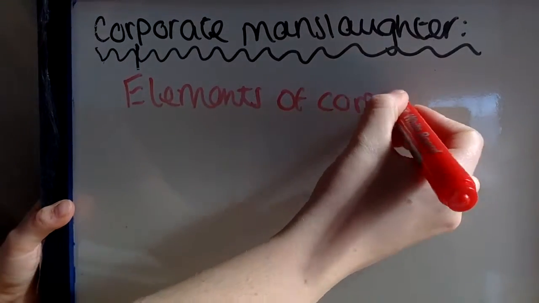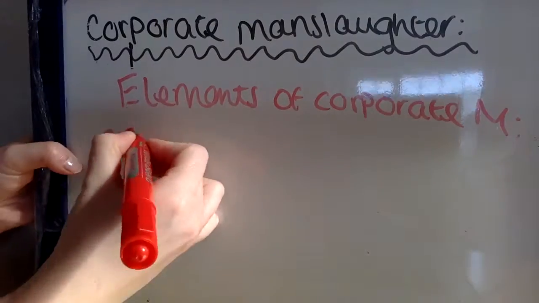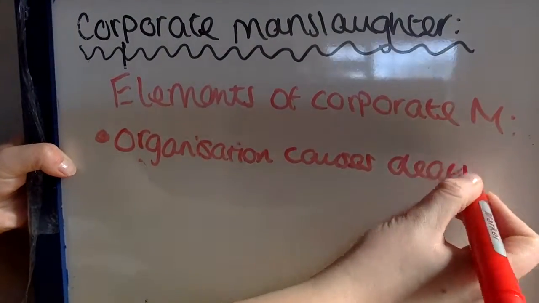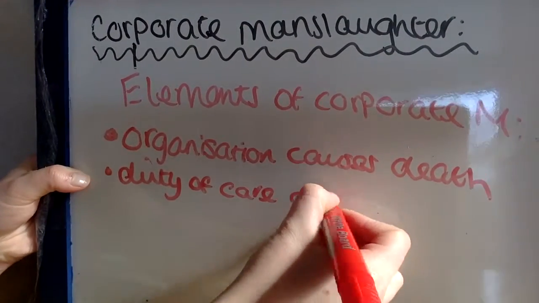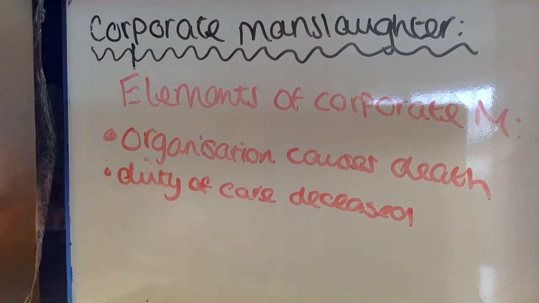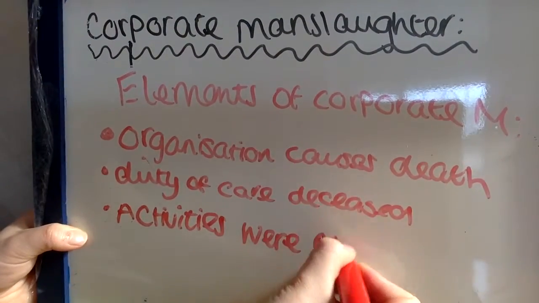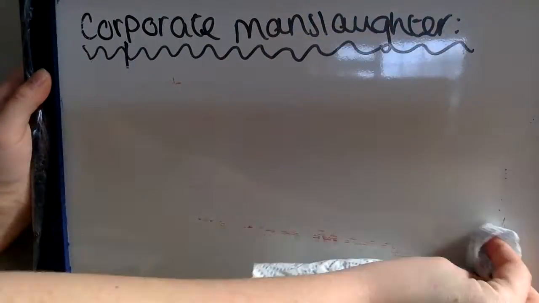Elements of corporate manslaughter. The following elements need to be proved. The defendant is a qualifying organisation. The organisation causes a person's death. There was a relevant duty of care owed by the organisation to the deceased. There was a gross breach of that duty. A substantial element of that breach was in the way those activities were managed or organised by the senior management. The defendant must not fall within the exemptions for prosecution under the Act.